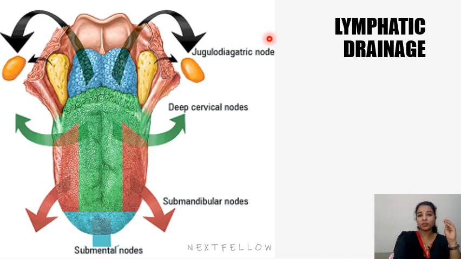Marginal vessels drain the marginal portions of the anterior two-thirds of the tongue unilaterally into submandibular lymph nodes. The central vessels, indicated by the green one, drain the central portion of the anterior two-thirds of the tongue, on either side of the midline. They pass vertically downwards in the midline between the genioglossus muscles to drain into deep cervical lymph nodes. Lymphatics play a very important role in the spread of carcinoma of the tongue. That is the reason we should know the lymphatics of the tongue.